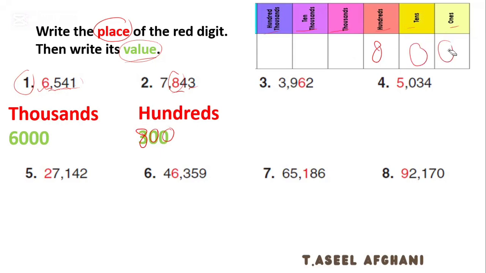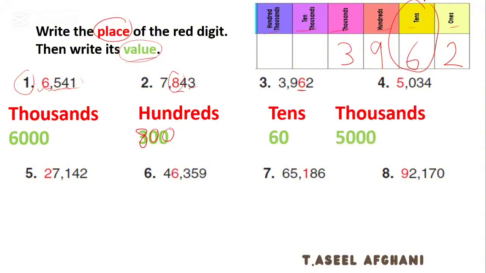What about number 3? Can you do it? Let's go. Go ahead of me. So he's asking about 6 in the tens place. And if we have 6 tens, that means we have 60. Good job. What about number 4? Can you do it yourself and then check your answer? Excellent. 5 in the thousands place, and its value is 5,000.